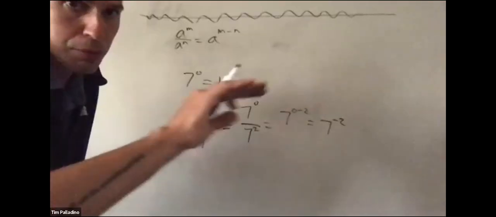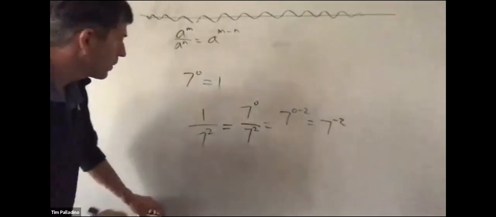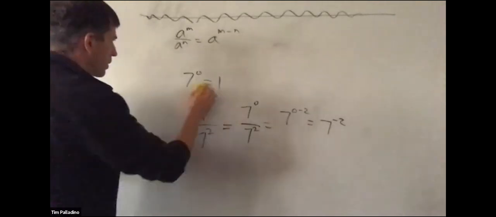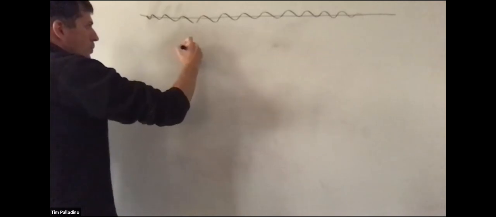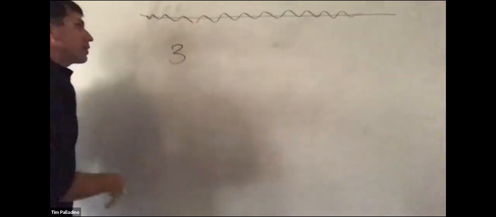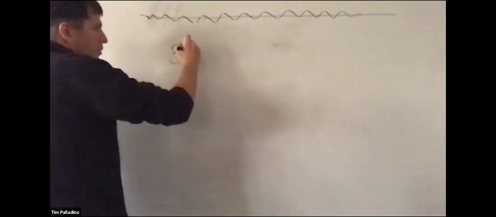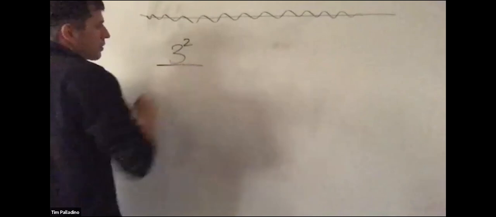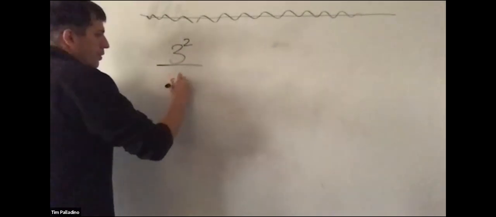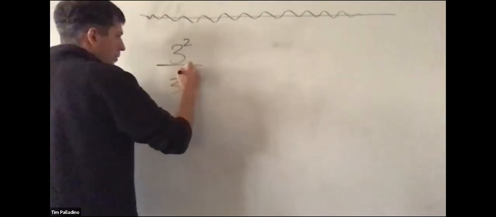Yeah. All right, one last problem, and then I'm just going to show you problems and have you solve them. So with that said, let's go with 3, to keep the number simple. Let's say 3 squared, and I'm going to divide that by 3 to the negative 7, okay?